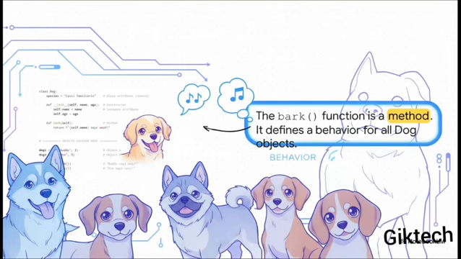And here's a perfect example. See this bark function? That's a method. It defines a behavior. And because we've put it inside our dog class blueprint, any dog we create, any at all, will automatically know how to bark.